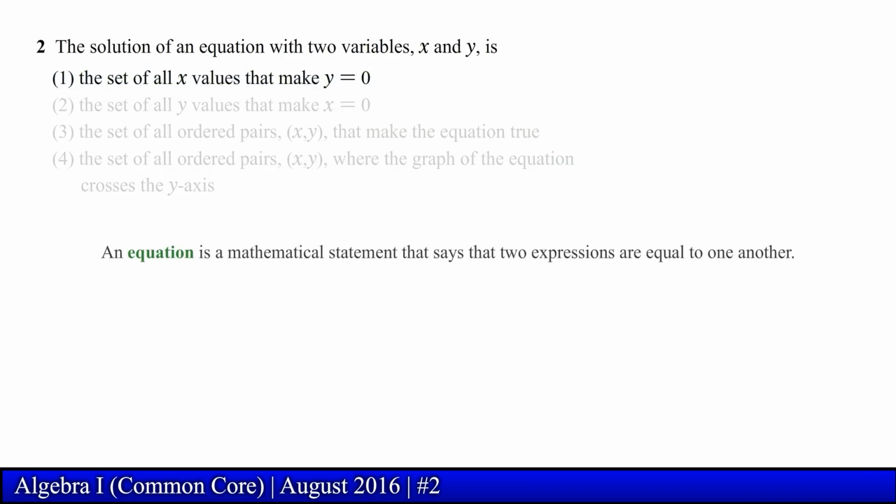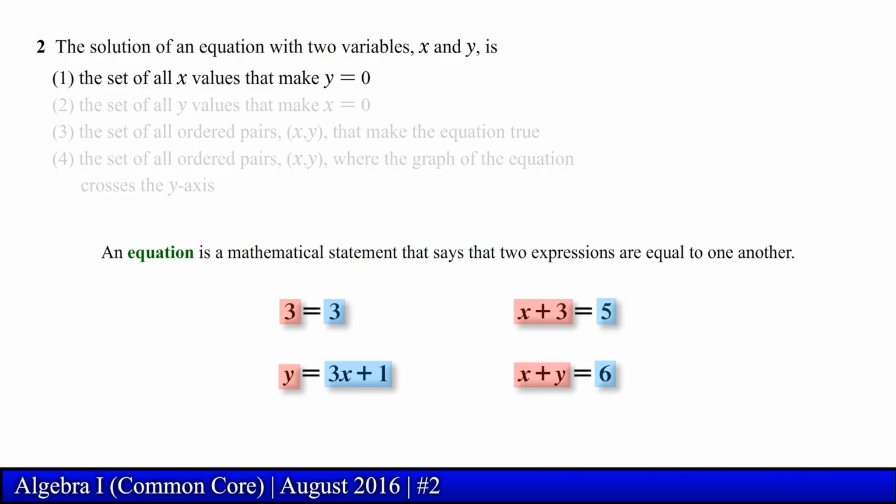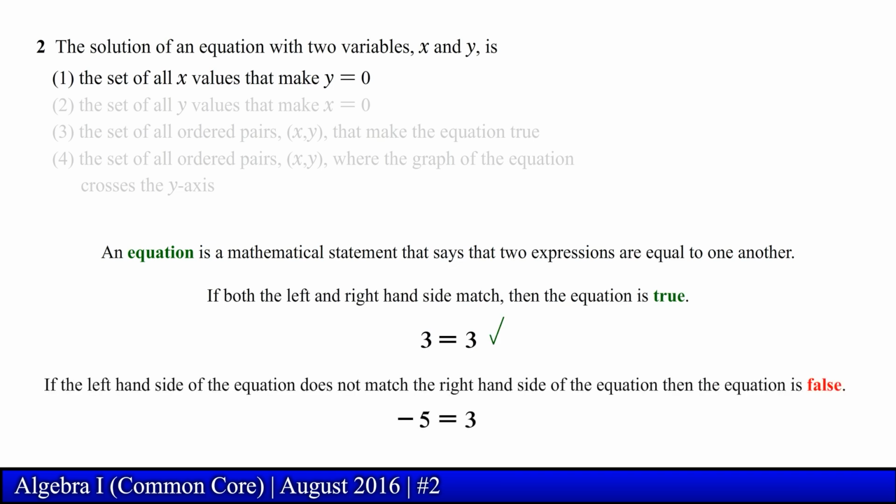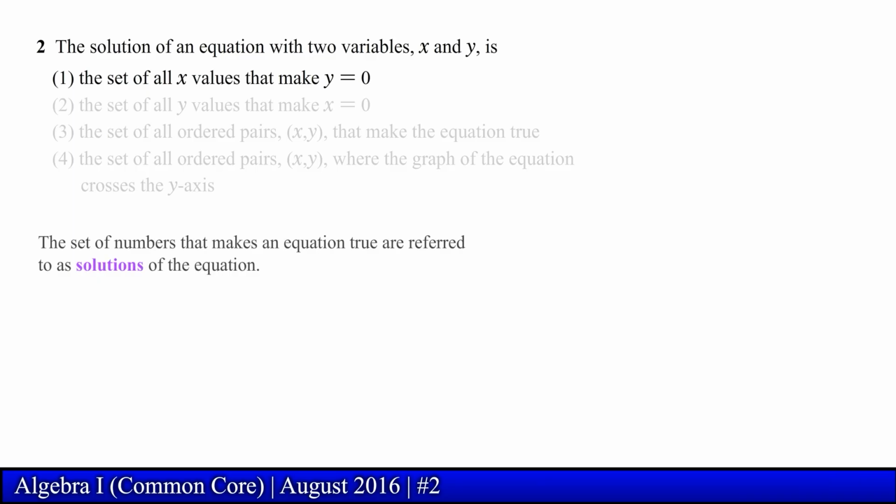Recall that an equation is a mathematical statement that says that 2 expressions are equal to one another. When determining if 2 expressions are equal to one another, we check to make sure that the left-hand side of the equation is equal to the right-hand side of the equation. If both the left and right-hand side match, then the equation is true. If the left-hand side of the equation does not match the right-hand side of the equation, then the equation is false. The set of numbers that makes an equation true are referred to as solutions of the equation.